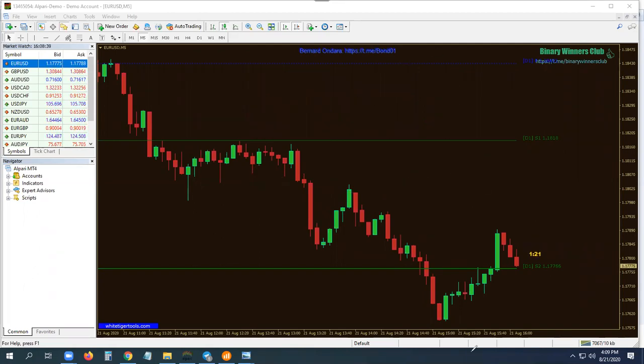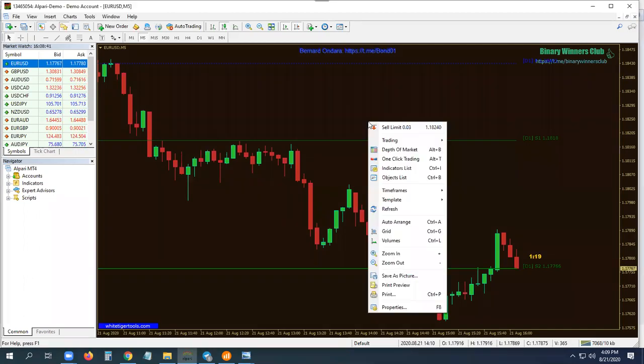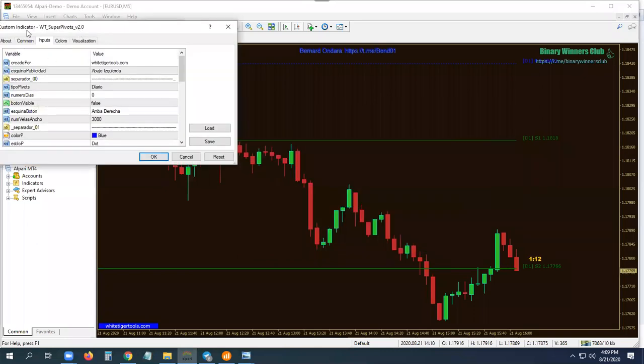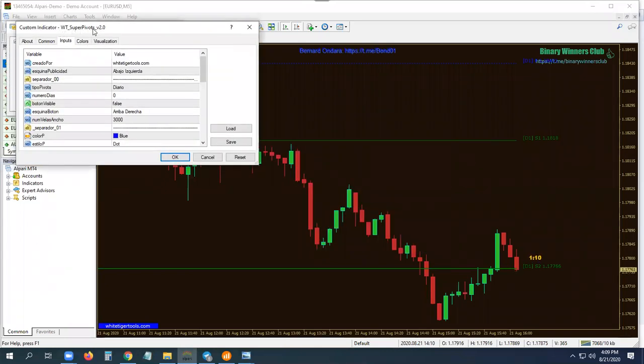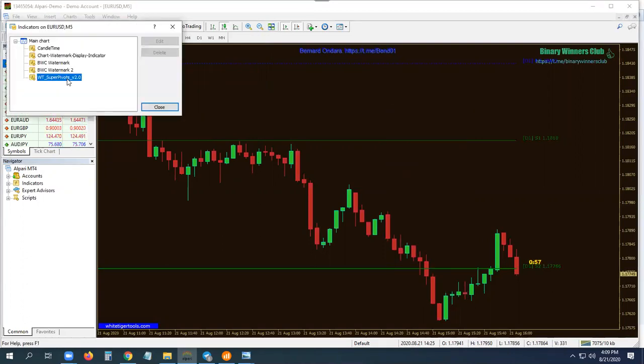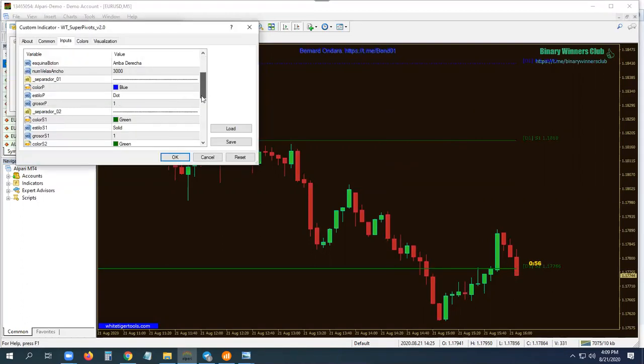Now, maybe for you to understand what I have on my chart, I have an indicator here. The indicator I have is called WT Super Pivot version 2. You can get this online, or I can share with you. There's no problem with that. So this is the indicator I'm using from whitetigers.com, Tiger Tools. I dropped it on the chart, and the settings are just these ordinary ones. It's using the daily charts to create pivot points.